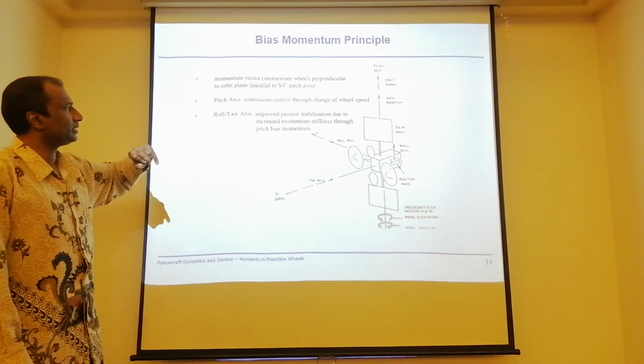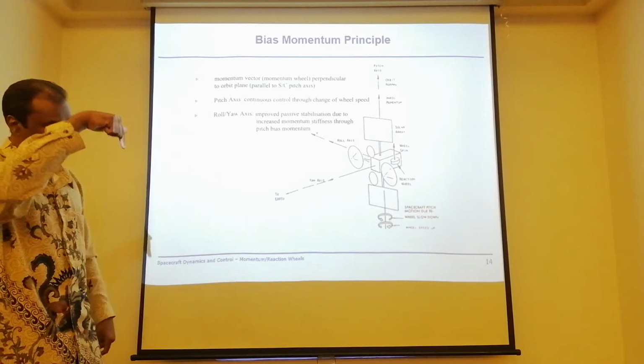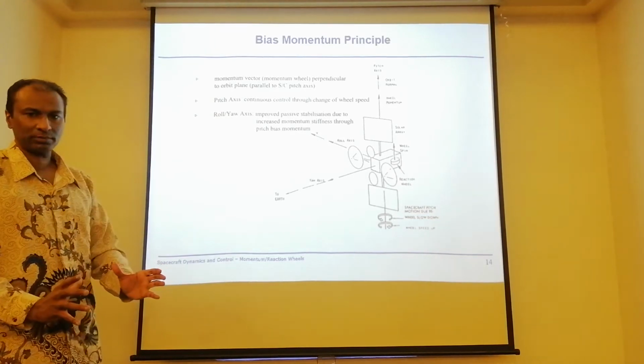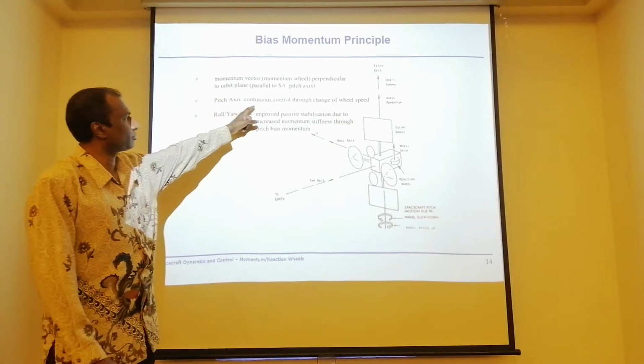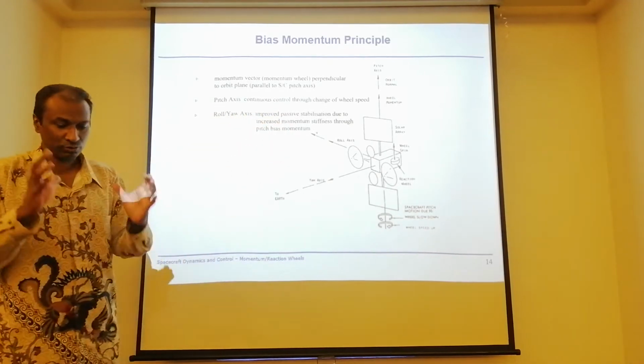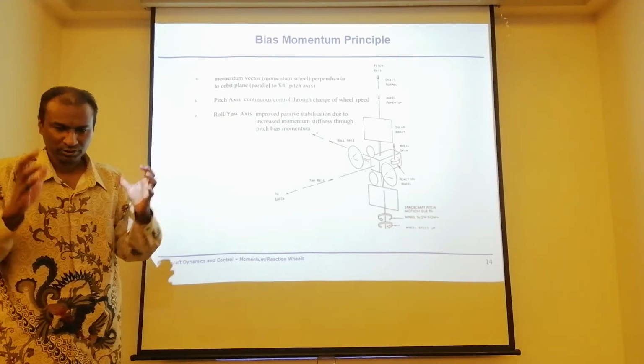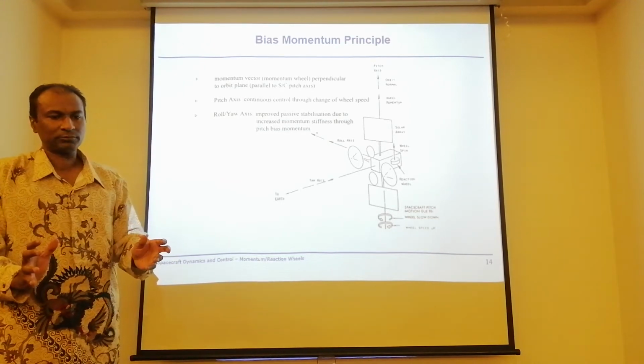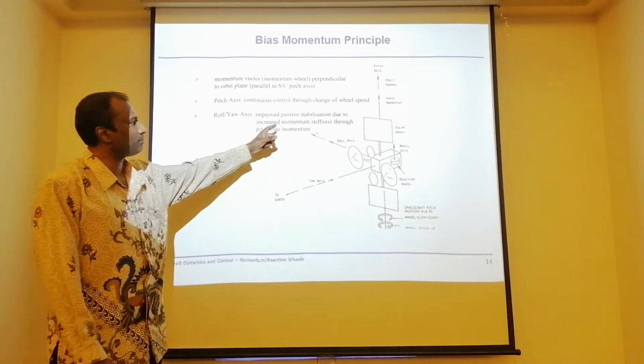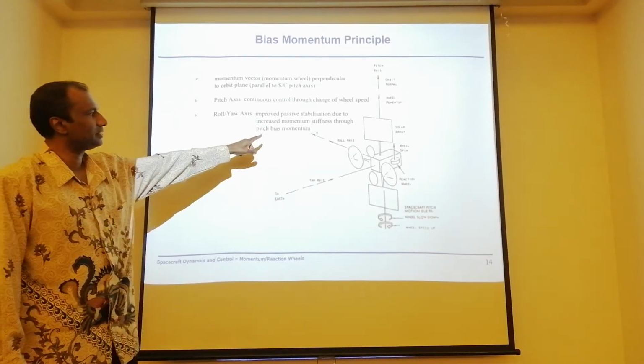Momentum vector, basically perpendicular. That means you know that it is on the pitch axis. You must have the wheel, the momentum wheel. Pitch axis continuous control through the change of speed. So if you have a momentum wheel, you can have the torque and also the bias momentum. Roll yaw, to improve the passive stabilization, you increase the stiffness.